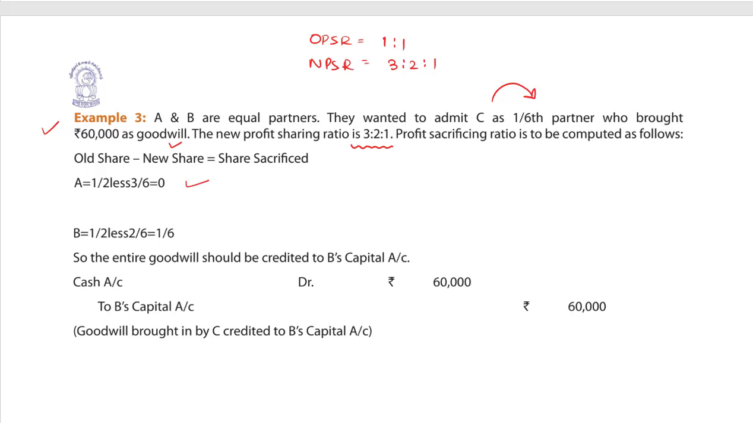No sacrifice, no gain. In case of B, old share is 1 by 2, new share is 2 by 6. 1 by 2 minus 2 by 6 is 1 by 6. So the entire goodwill should be credited to B's capital account. Cash account will be debited 60,000 to B's capital account, 60,000. Goodwill brought by C is credited to B's capital account.